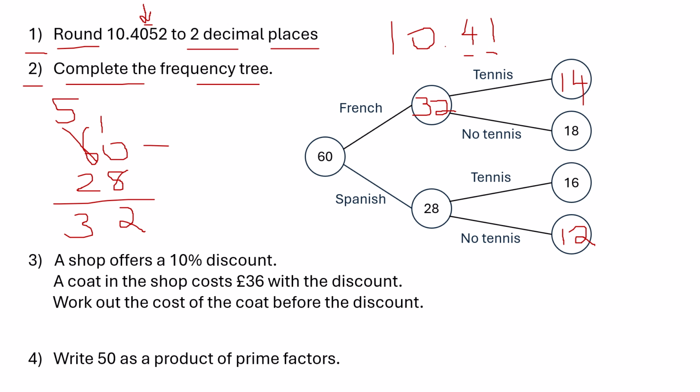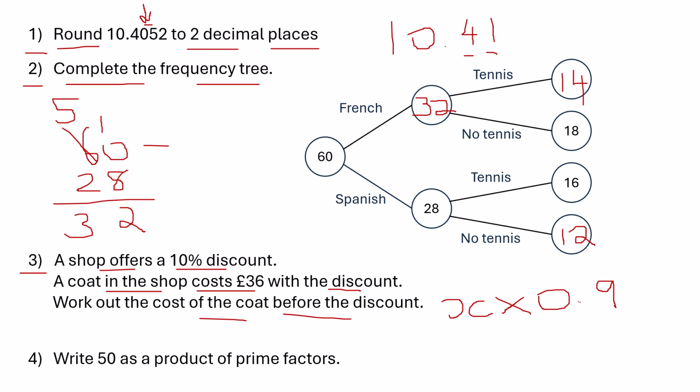Question number 3. A shop offers a 10% discount. A coat in the shop costs £36 with discount. Work out the cost of the coat before the discount. So we start here, work out our original, we're going to call it x or n. We're going to multiply that by the decimal multiplier. Now 10% discount means that I pay 90% of the original amount.